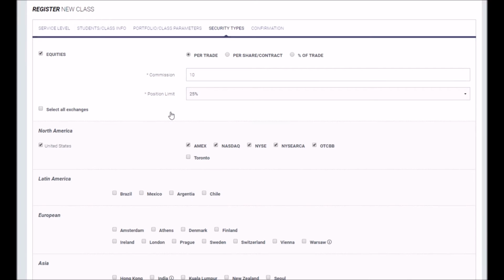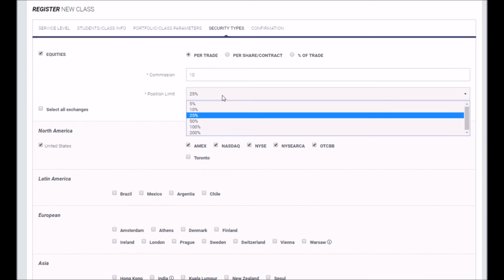Next, you can choose your commission structure and what securities you want to allow your students to trade. For equities, you can have commissions by per trade, per share or contract, or as a total of the percentage of the trade. Next, enter the amount and any position limit.